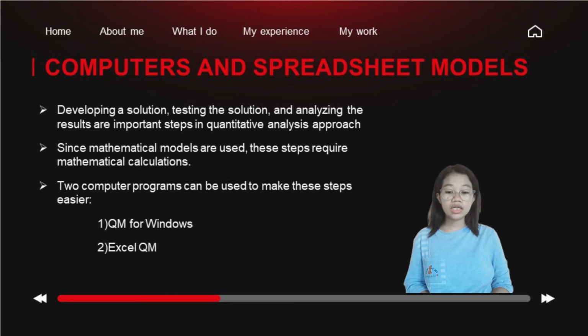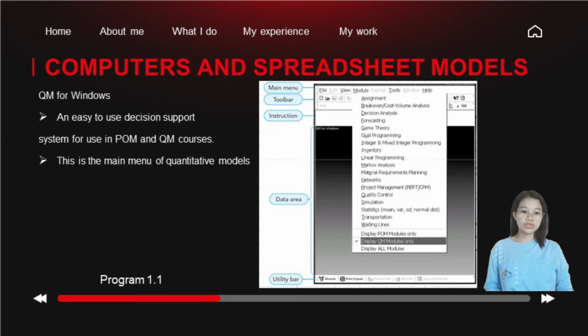Number one is the QM for Windows or Quantitative Methods for Windows. Next is Excel QM. I know that all of you already know how to use Excel. The QM for Windows is an easy to use decision support system for use in POM. POM stands for Production and Operations Management and QM courses. It is the main menu of the quantitative models.